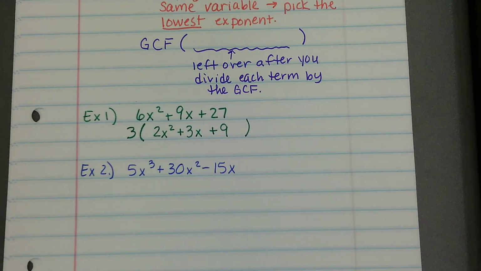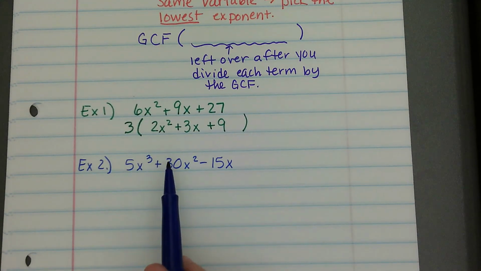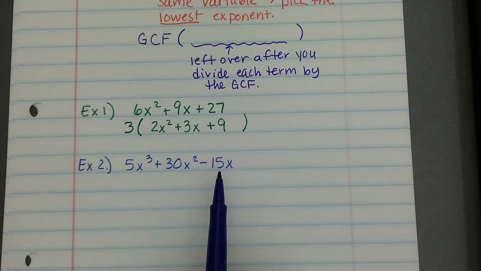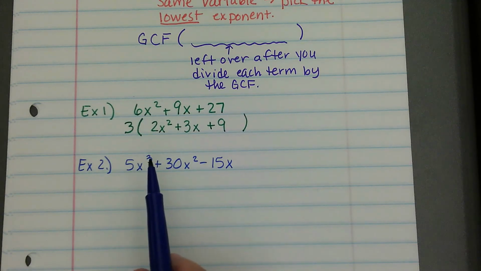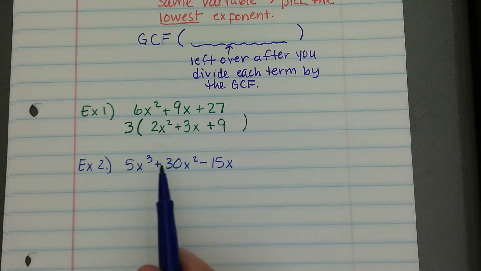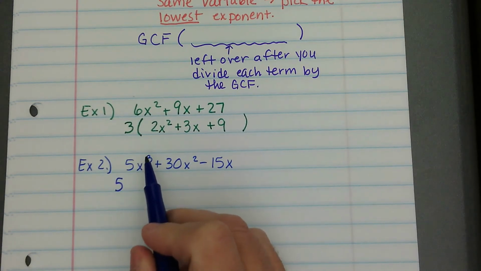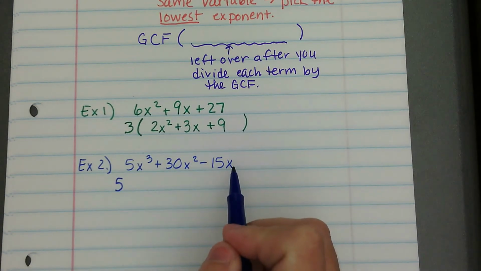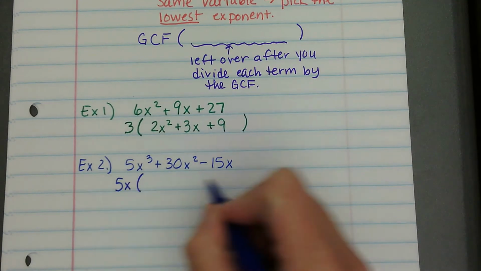In this example, what you should notice is that all of our numerical parts, our constants, are factors of 5. And that each of these terms has an X. So we're going to take a GCF of 5 out. And when I look at this, I have an x to the third, an x squared, and a regular old x. And we want the lowest exponent. So we are just going to take out the lowest one, which is x.